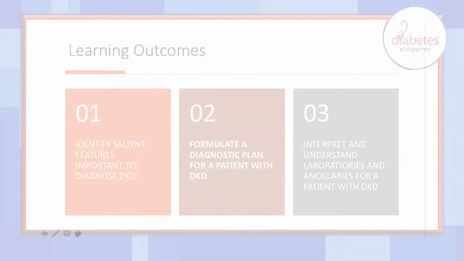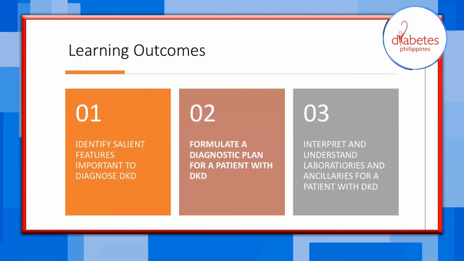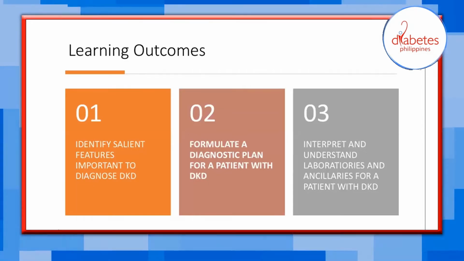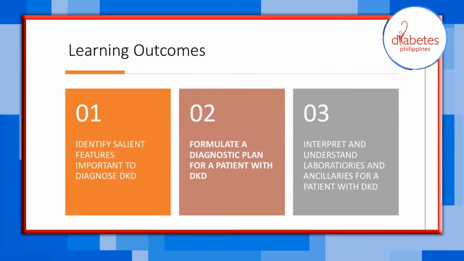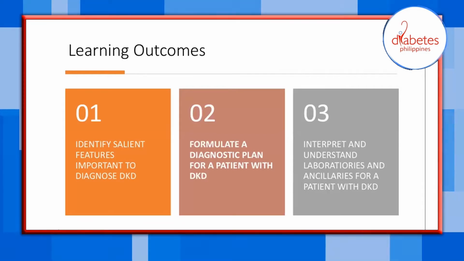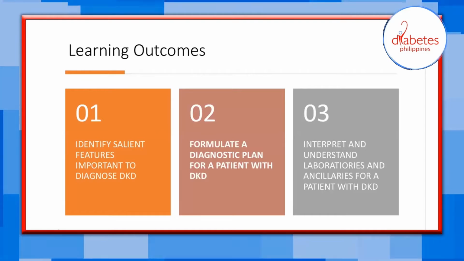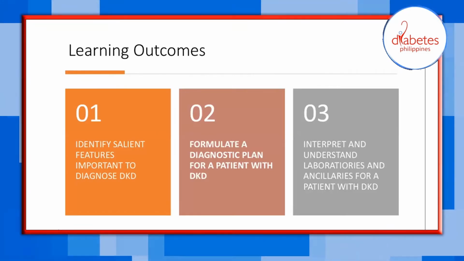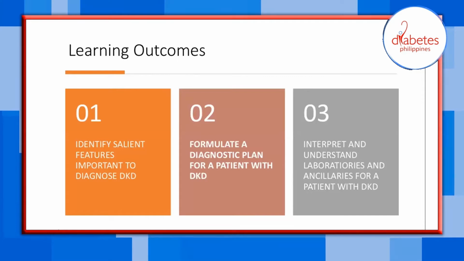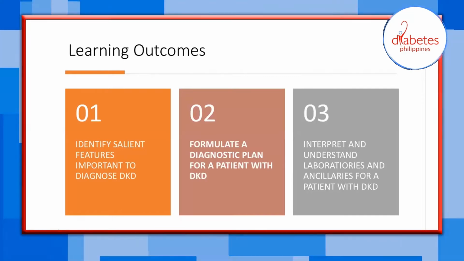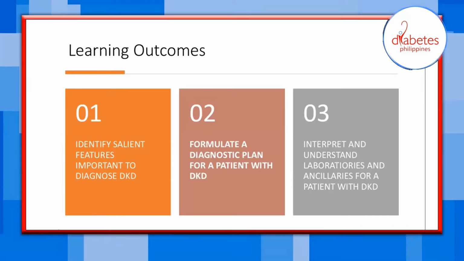For today, we will be discussing the practical approach to diabetic nephropathy. Let me share my slides. For our learning outcomes: first, to identify the salient features important to the diagnosis of diabetic kidney disease. Second, to formulate a diagnostic plan for a patient with diabetic kidney disease. And lastly, to interpret and understand the laboratories and ancillaries for a patient with diabetic kidney disease.